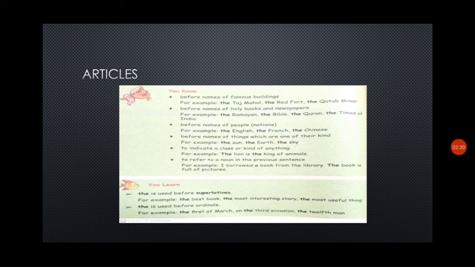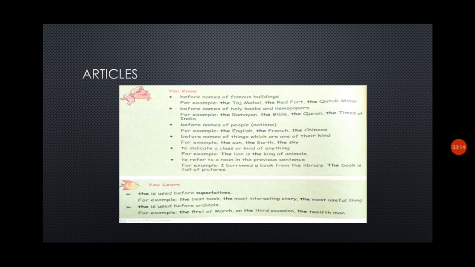All right. The is also used with superlative degrees, okay, before superlative degree. For example, he is the cleverest boy in the class, or the best book, the most interesting story, the most useful thing. So, the is used before superlatives. Children, the is also used before ordinals. For example, the 1st of March, the 3rd occasion, the 12th man. So, the is known as the definite article, and there are few rules which we have just now discussed about the.